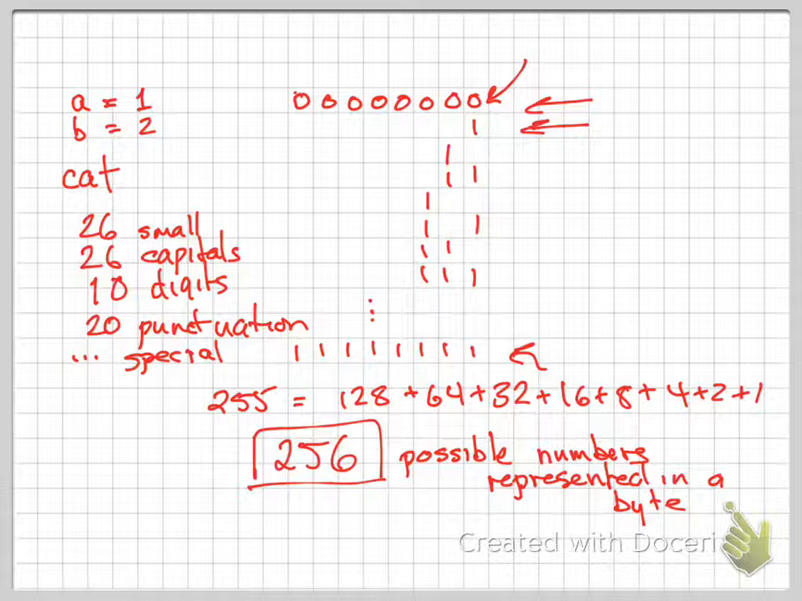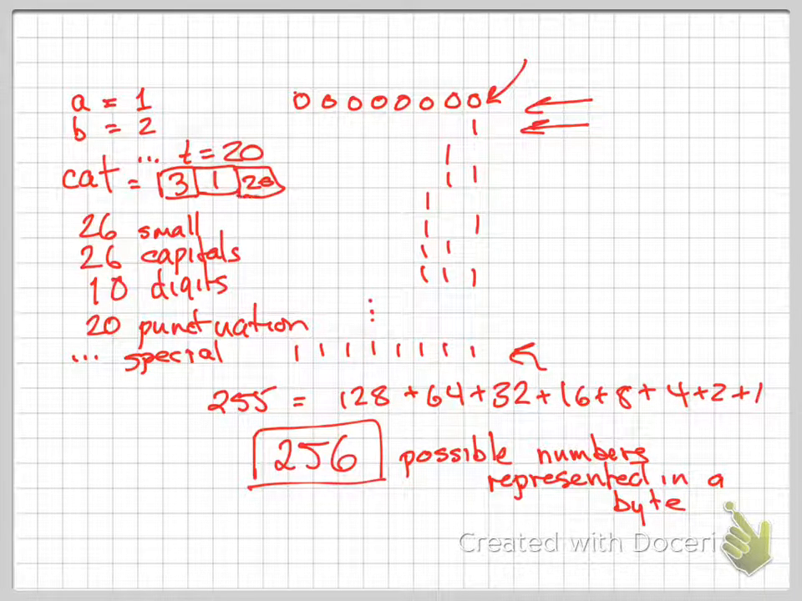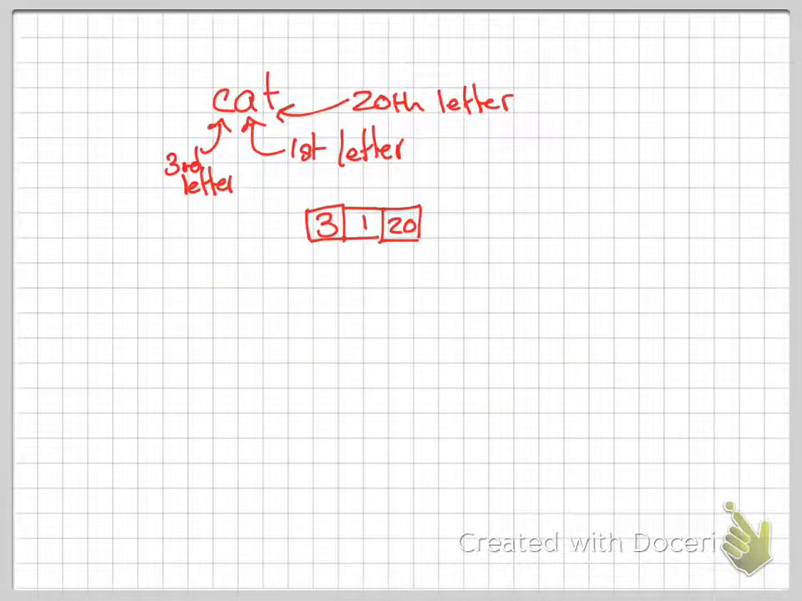So if T is the 20th letter in the alphabet, then cat we would encode in digital, in base 10, as 3, 1, 20, right? A is a 1, and the T is a 20. But for a computer, we're going to encode that in binary. So we're going to write each of these numbers as a byte, as 8 digital bits.